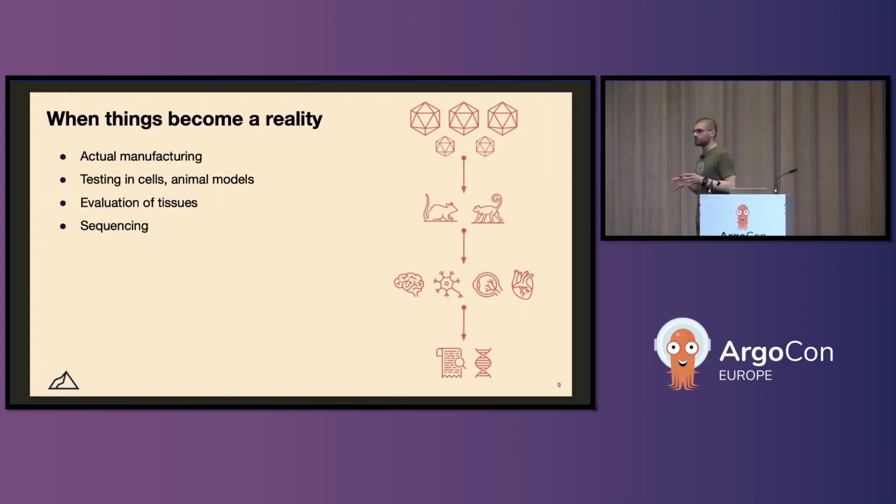Now, of course, once you have a bunch of sequences, things have to become a reality at some point. So you have to take all of those sequences, and you have to actually manufacture them in the lab. And you actually have to test them in cells and animal models, which involves a lot of experimentation. Then we have to take those, we have to evaluate the tissues of those animal models, and we again have to perform genetic sequencing on them to understand how the variants that we have tested have actually performed in those animal models. This also looks like a nice workflow. Maybe there's a future in which this is actually orchestrated on Argo as well, but we're not there yet.